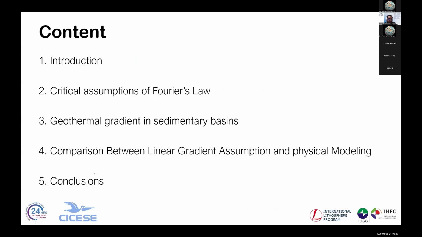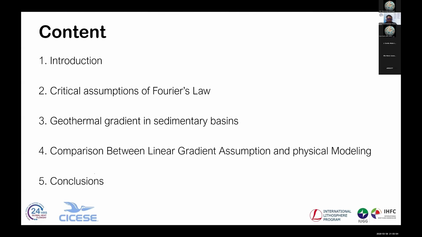The content I will talk about has 5 points: an introduction. Then I will talk about some critical assumptions within Fourier's law. Then I will talk about geothermal gradient in sedimentary basins. I will make some comparison between the linear gradient assumption and the physical models. And finally, I will talk about some conclusions.